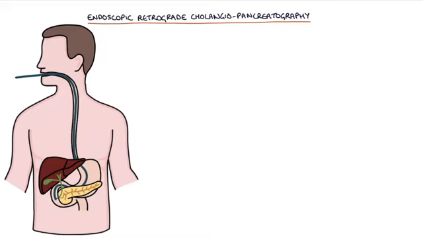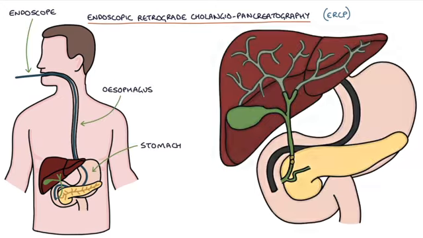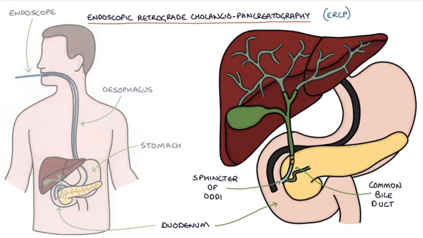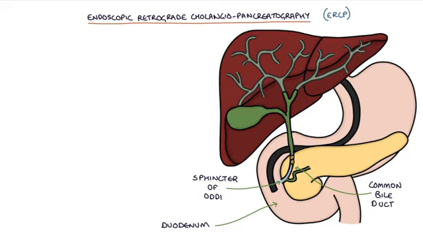Next, let's talk about endoscopic retrograde cholangiopancreatography. An endoscopic retrograde cholangiopancreatography, or ERCP, involves inserting an endoscope down the esophagus, past the stomach, to the duodenum and the opening of the common bile duct, or the sphincter of Oddi. This gives the operator access to the biliary system. The main indication for ERCP is to clear stones that are blocking the bile ducts.